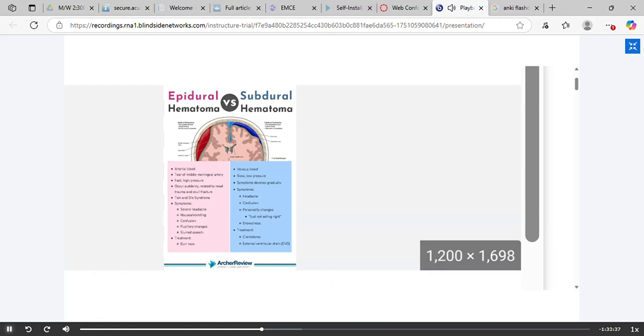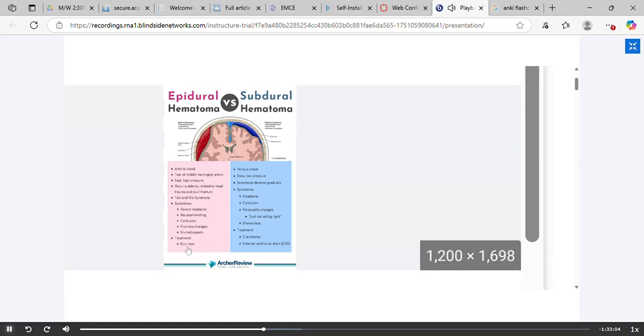And when that occurs, your patient's symptoms will have a rapid onset. Unconsciousness will happen pretty soon, like within minutes of the head injury. So here's severe headache, nausea, vomiting, confusion, changes with pupils, slurred speech. And unconsciousness, just add that in there, unconsciousness, okay?